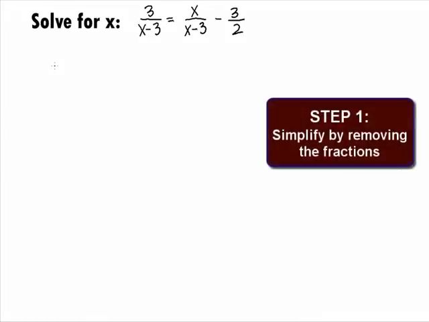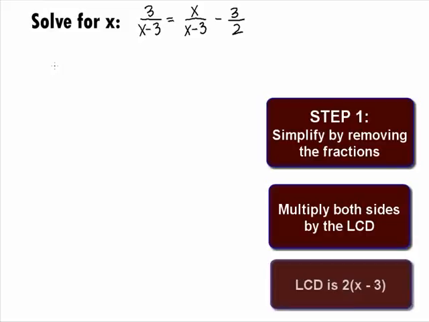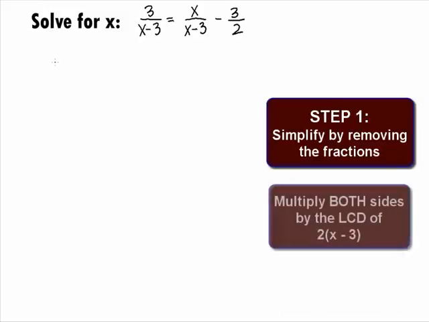In step 1, we want to simplify the equation by removing the fractions. We can do this by multiplying by the least common denominator, or LCD. The factors of our denominators are x minus 3 and 2. So our least common denominator is going to be 2 times x minus 3.